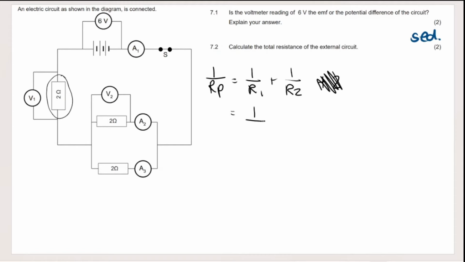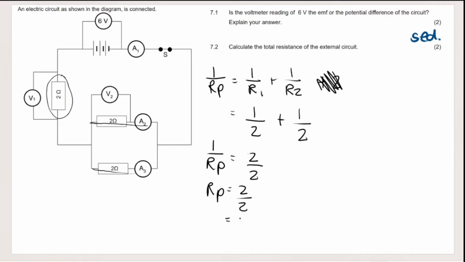Okay, so we're going to go 1 over, remember R1 is going to be your top branch. So 1 over 2 plus 1 over R2. So this is your other branch, 1 over 2. So it's 1 over 2 plus 1 over 2. The resistors are exactly the same, which is 2 over 2. This is kind of a boring one, because when I flip it, it's exactly the same. So 1 over RP is 2 over 2. So RP is also 2 over 2, which is 1 ohm. But that's not your answer.